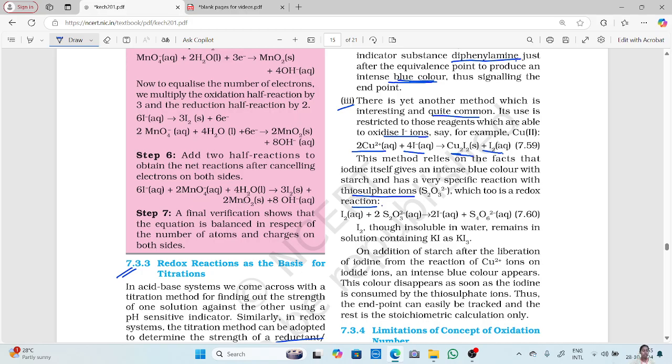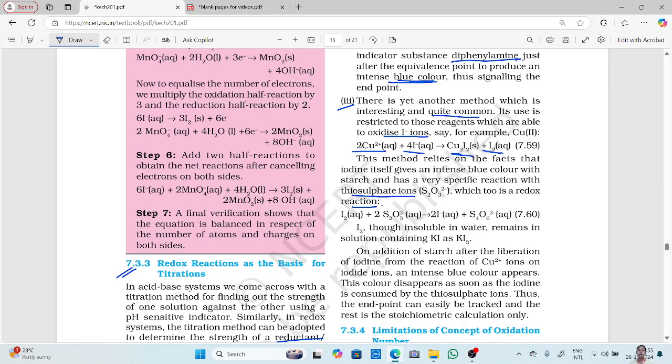Now here what will happen, I hope you will be doing this experiment. We have to take a solution, add iodine to that, and then add a starch solution and keep it in the dark for 5 minutes. The iodine color will change into an intense orange color, but the moment you start titrating it against thiosulfate ions, you will get an intense blue color.